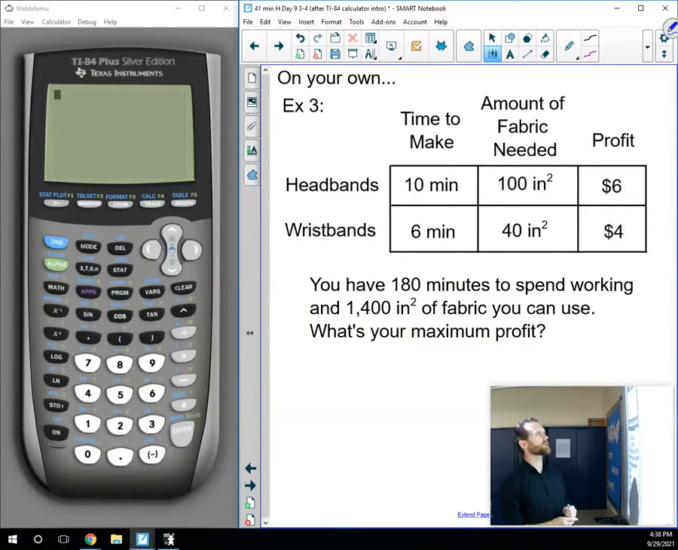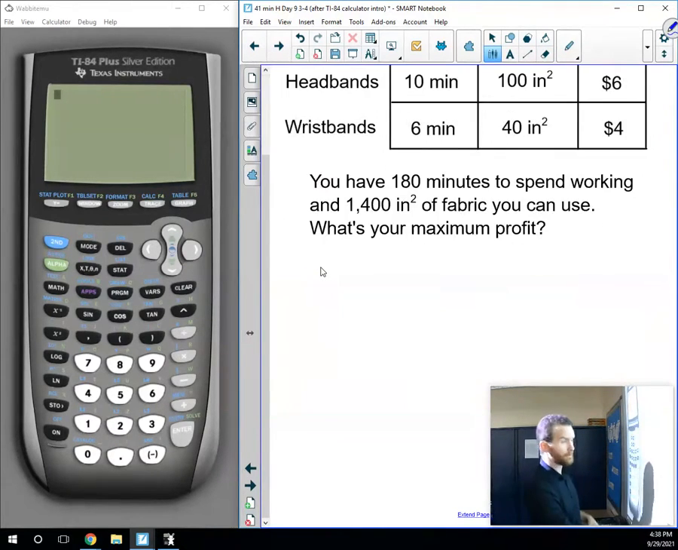All right. So here we're making headbands and wristbands. We've got different times to make them, different amounts of fabric needed for them, and different amounts of profit we get for them. And we've got some constraints right here to deal with. We have 180 minutes to spend working, and 1,400 square inches of fabric that we can use. So those are two pretty big limitations. What's our maximum profit? Let's start with that.